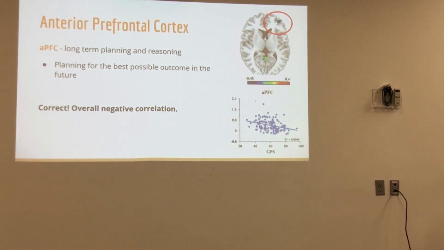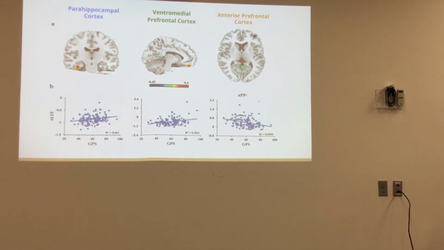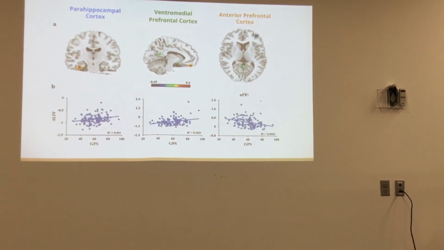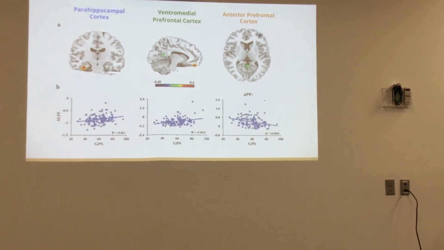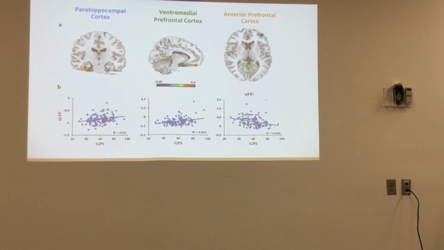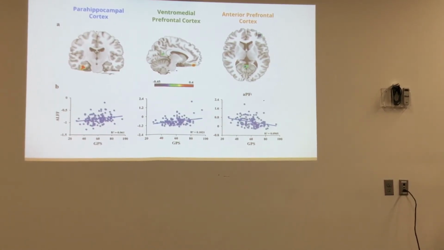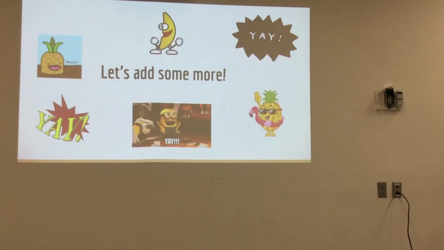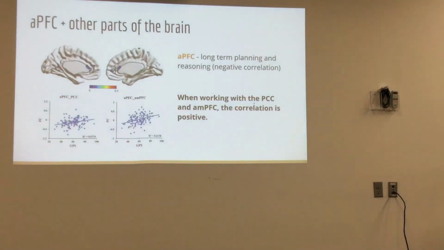Okay. So, just to summarize a little bit, we've got the parahippocampal cortex, the ventromedial prefrontal cortex, and the anterior prefrontal cortex, and there's, respectively, a positive, positive, and negative correlation. Okay, so let's add some more brain parts. We've looked at individual sections of the brain, now we're going to add a little bit more.